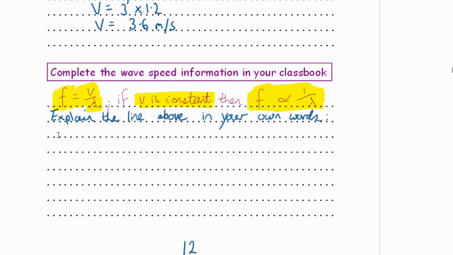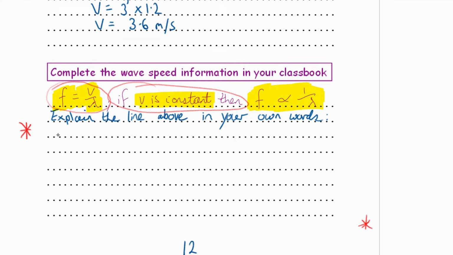So what you do here now then, in your own words. It's no good me writing it down and you copying, because you may not learn as effectively as if you think about it, make sense of it, and write it down. I'll say it one more time. Frequency equals speed divided by wavelength. If the speed is constant, then frequency is inversely proportional to wavelength.